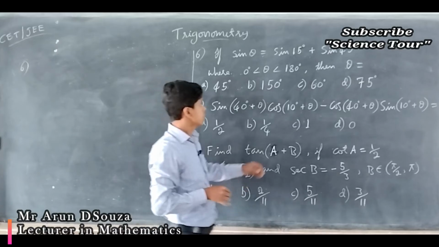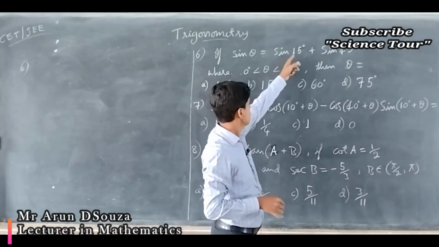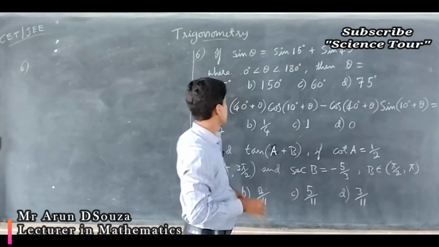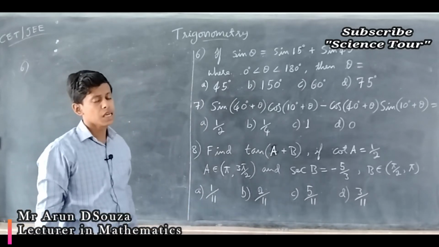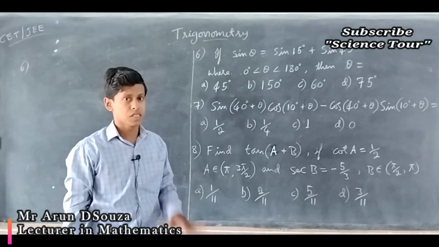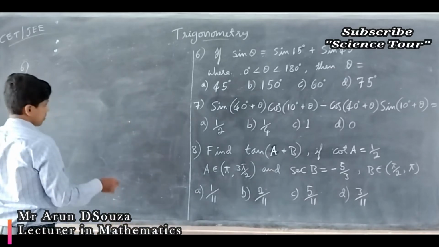The 6th question is sine 15 degree plus sine 45. So sine A plus sine B formula, or sine x plus sine y. So what is sine x plus sine y?